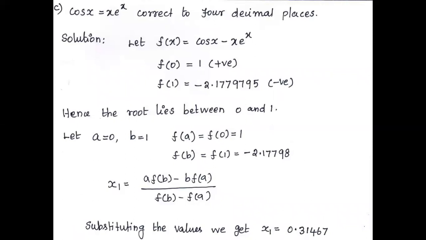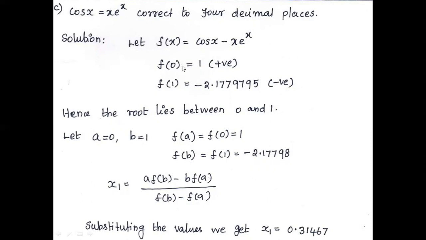Next one, this one is an important problem. Cos x is equal to x into e power x, and we need to correct to 4 decimal places. So when there are functions of cos, sine, tan like that, we need to consider the radian measures. So you people have to remember that. Let us consider f of x as cos x minus x into e power x, because the function must be in the form of f of x is equal to 0. So cos x is equal to x into e power x is there. So taking x e power x to the left, it becomes cos x minus x e power x equal to 0. So that function becomes f of x.